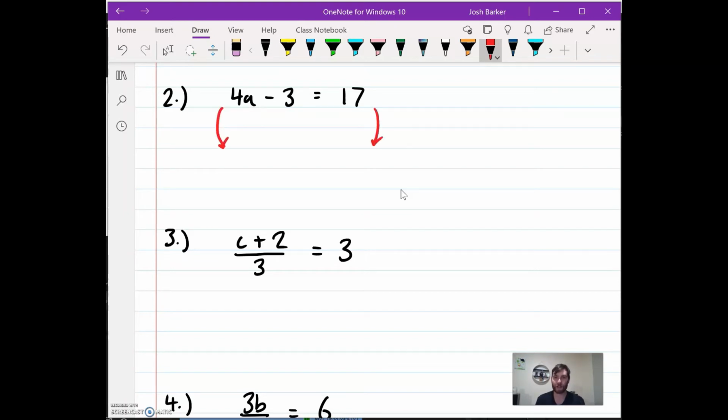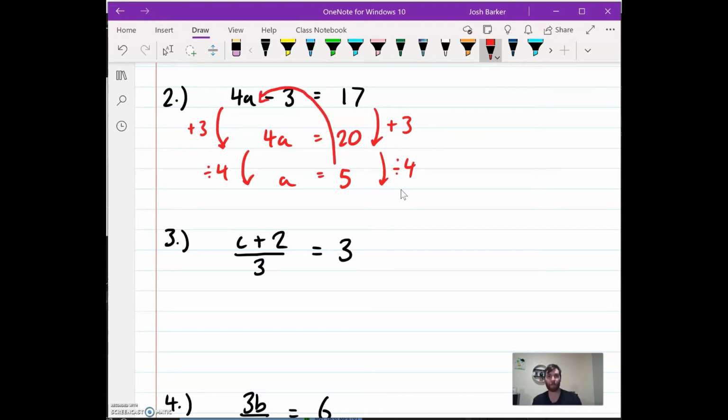What I'll do first is think, well, a's been multiplied by 4, and then 3 was taken away. So I need to reverse that last step by adding 3. On the left-hand side, that will give me 4a. On the right-hand side, that will give me 20. Now I need to do the opposite of multiplying by 4, which is to divide by 4, which will give me 5. Okay, beautiful. And again, you can put this back into the equation to check if you want to.